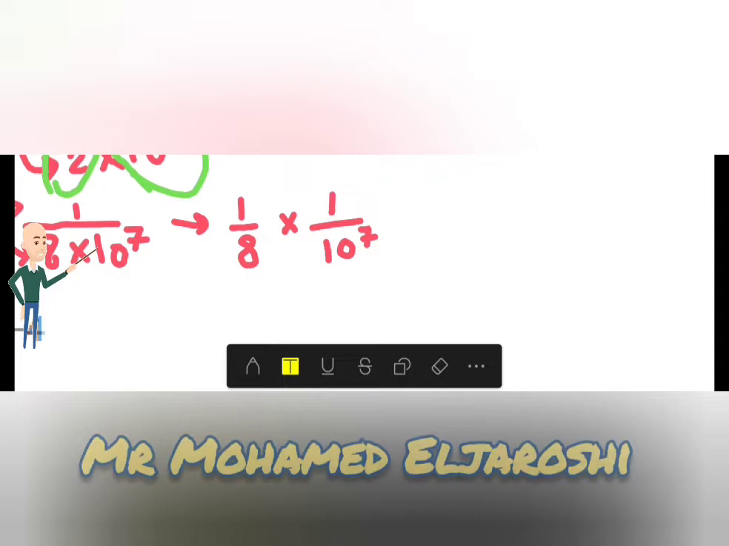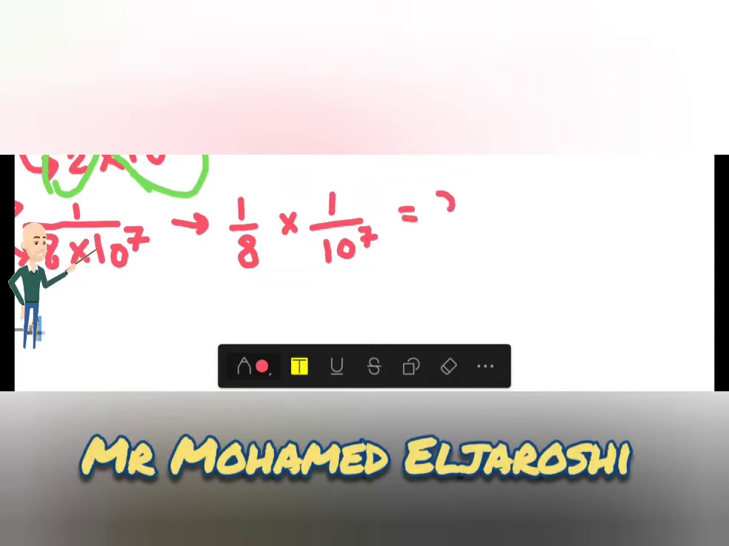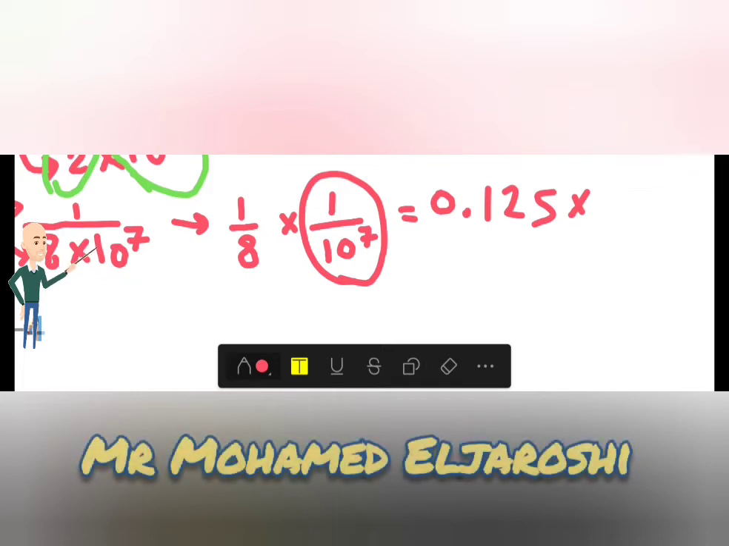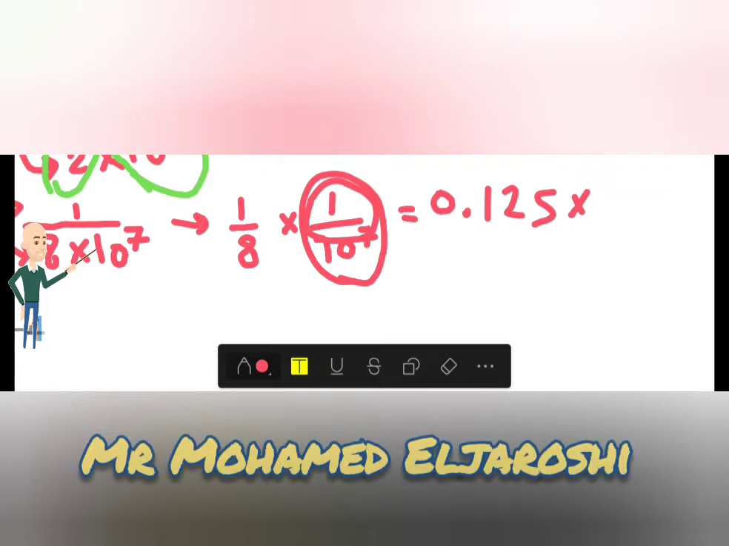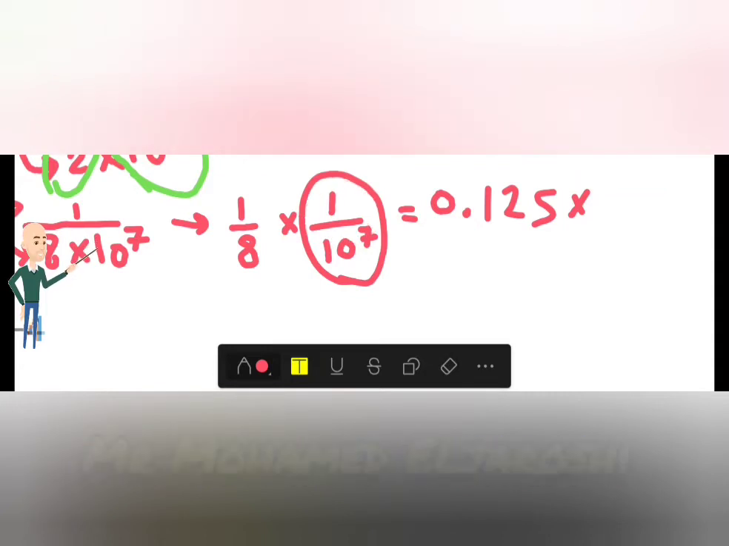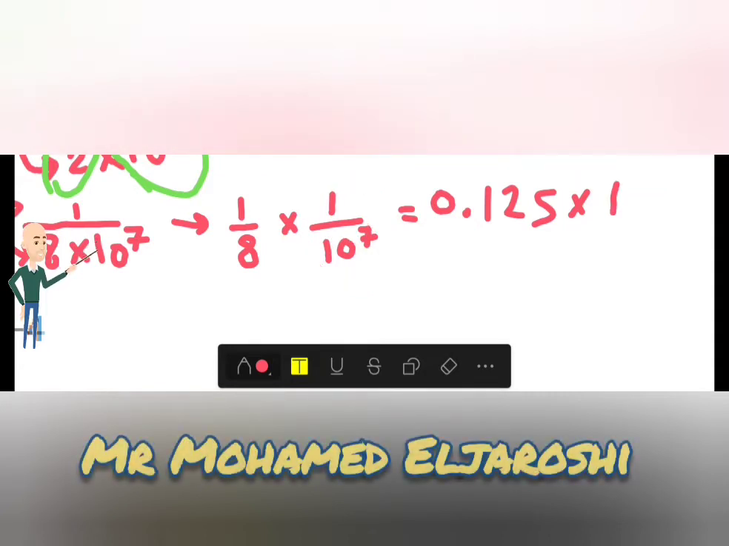So 1 divide 8 equals what? 0.125. So it's going to be 0.125 multiplied. And this one, when I take it up, it's going to be 10 power of negative 7 because one fraction or 1 divided by means a negative power. So I'm going to write it as 10 power of negative 7.